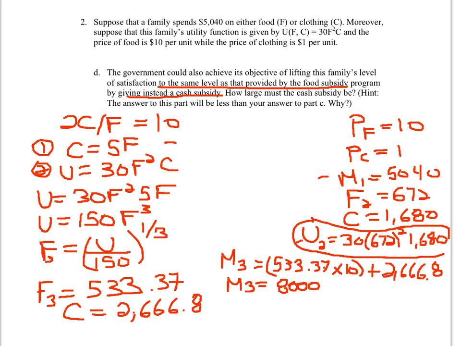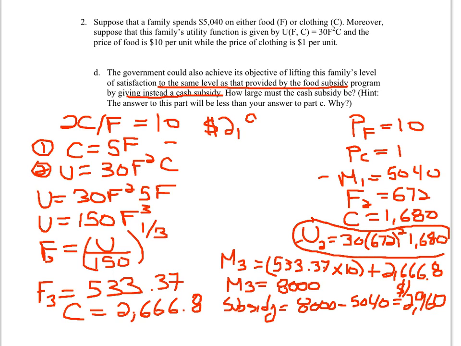And how much income does the family have already? Well, the family only has $50.40, so the government will have to give this family a subsidy equal to $8,000 minus $50.40, which is equal to $29.60. Okay? That is the amount of subsidy the government will need to give this family in order for this family to be as equally happy with the cash subsidy as they were with the price subsidy. Now, remember, how much was the subsidy before? So the subsidy now, the answer to this problem, is $29.60.